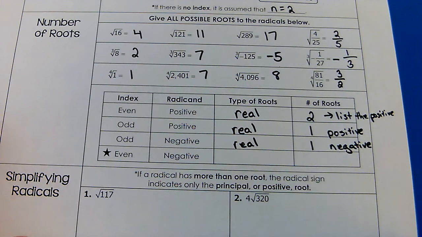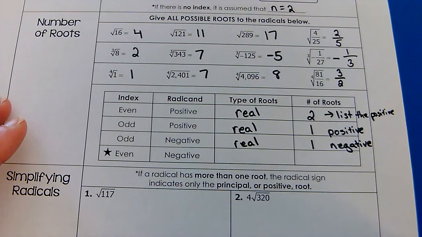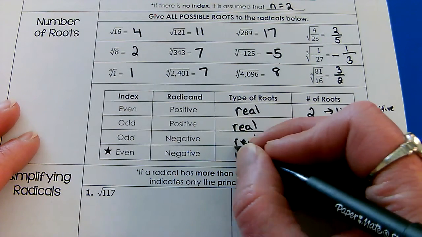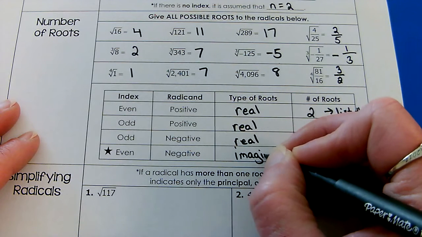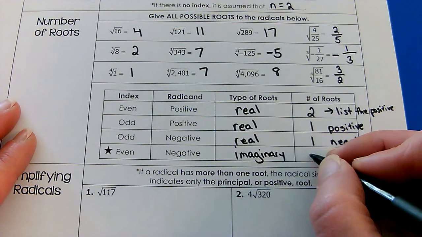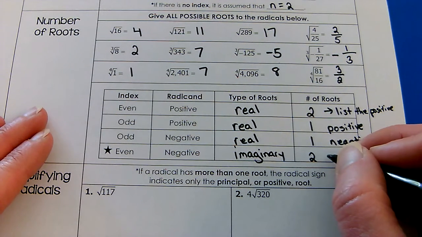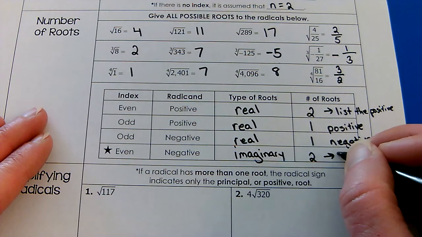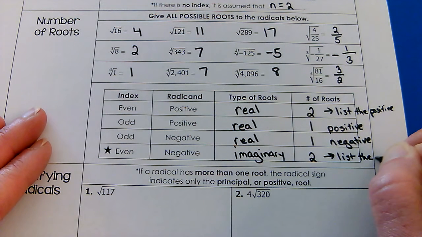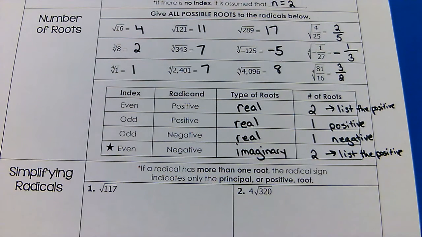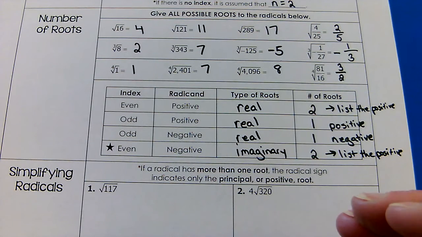If we had a negative under the radical sign, the square root of a negative number is imaginary. Now, technically, we have two possibilities, a positive square root of a negative number or negative. We usually just list the positives. There are times where we're going to list the plus or minus, but when we're simplifying radicals, we are not.